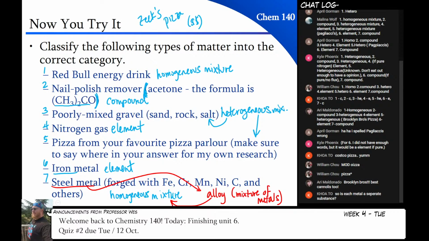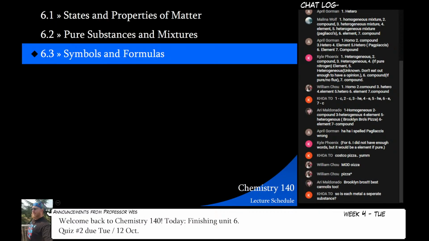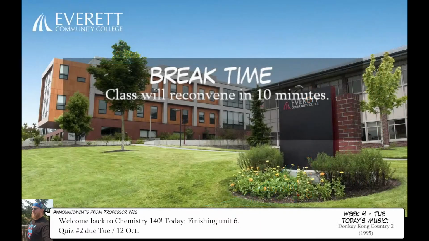All right, I think that's the end of chapter 6, more or less. When we come back from the break, we're going to talk about symbols and formulas, which is just what we write when we talk about various atoms or molecules. So, like, if I say hydrogen, you write H. If I say oxygen, you write O. If I say xenon, you write Xe. That sort of thing. We'll do all that after the break, since it's about that time.